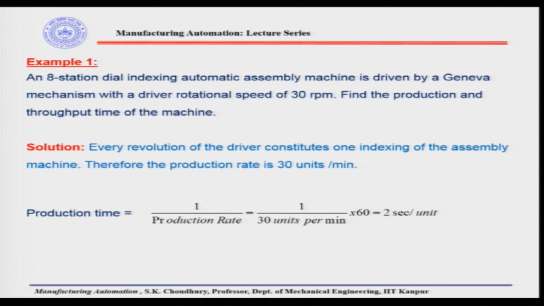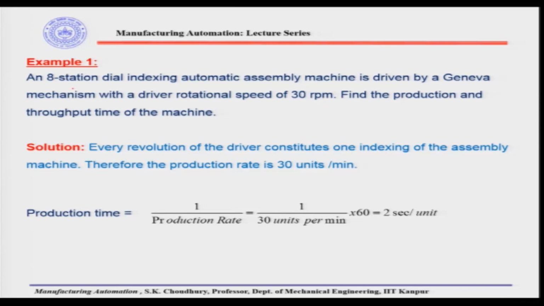I would like to remind you that when we have seen the Geneva mechanism, the driver rotational speed is the one which is rotating the pin continuously, okay, and that is the driver rotational speed. So, here we are taking the example of an 8 station dial indexing automatic machine, meaning that it will index and it will dwell for some time, okay. And it is driven by a Geneva mechanism. So, that driver mechanism is rotating the pin at 30 revolutions per minute. This is the example. Every revolution of the driver constitutes one indexing of the assembly machine.